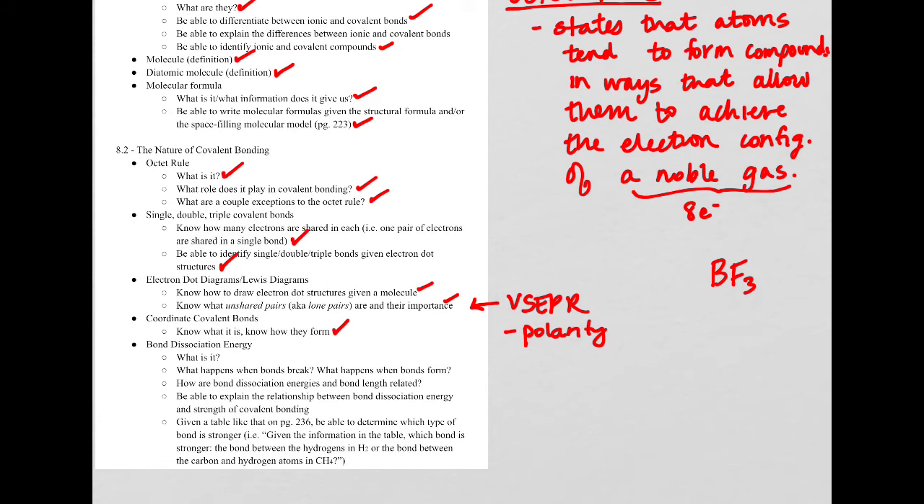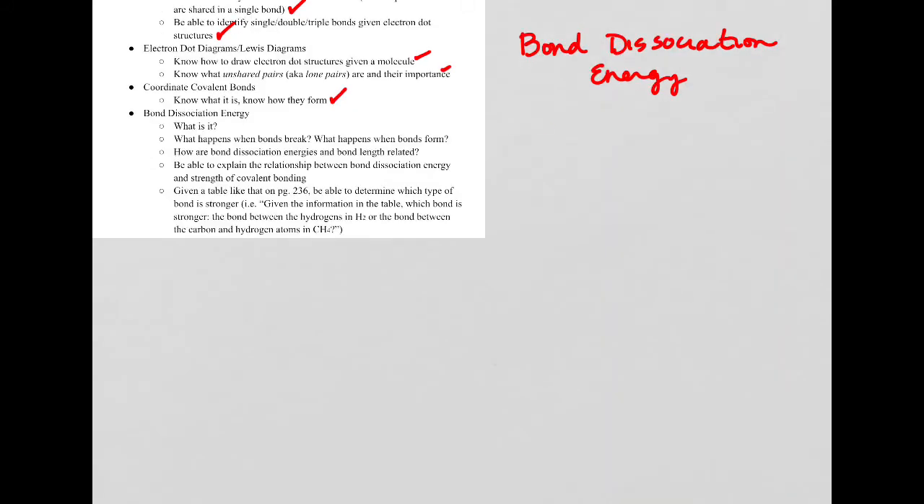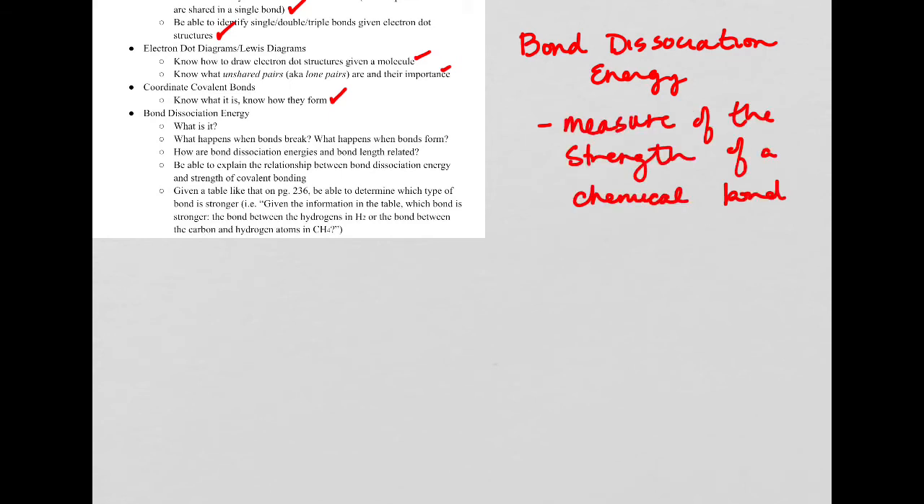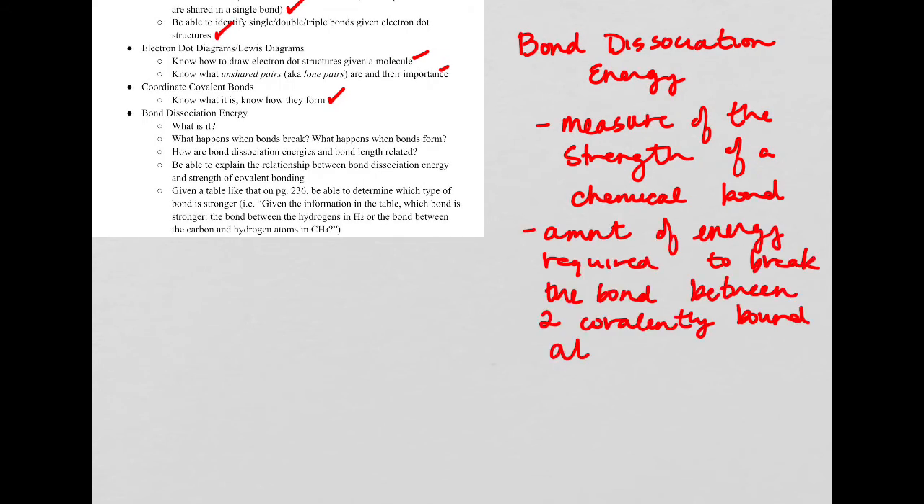Okay, so bond dissociation energy. What is it? Bond dissociation energy is one way that we can measure the strength of a chemical bond. It is the amount of energy that's required to break a bond between two atoms that have a covalent bond. The units that we talk about bond dissociation energy in is kilojoules per mole, which you're going to understand what a mole is a little later on.